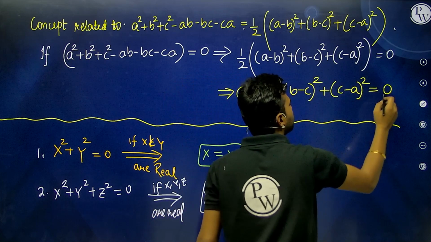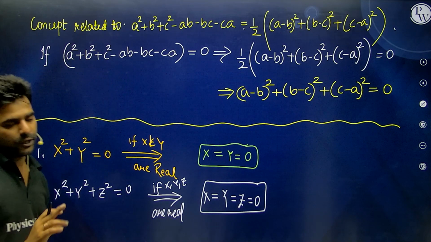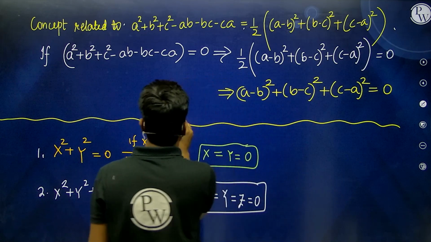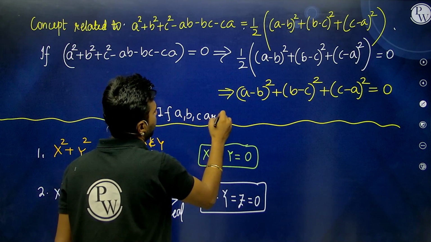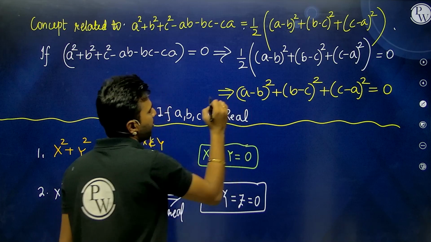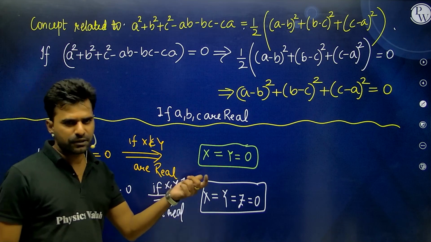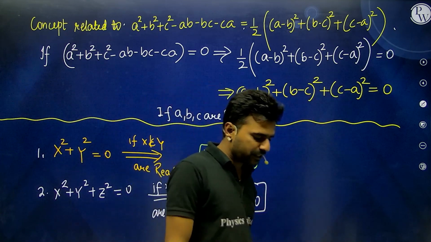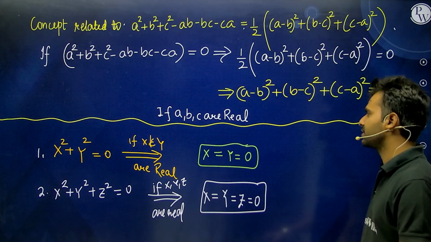equal to 0 only. Now see, if I am saying you that a, b and c are real, then a minus b is also going to be real. If a, b and c are real numbers, so a minus b is going to be real, b minus c is going to be real, c minus a is also going to be real. Yes or no, everyone? Yes, sir.